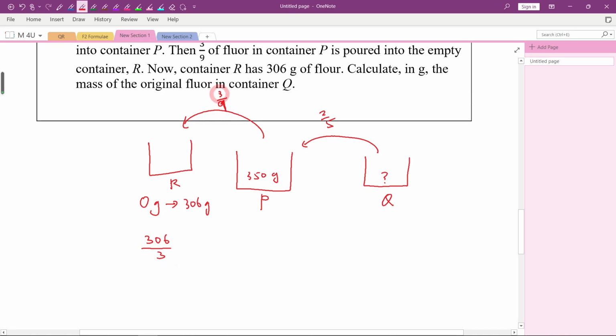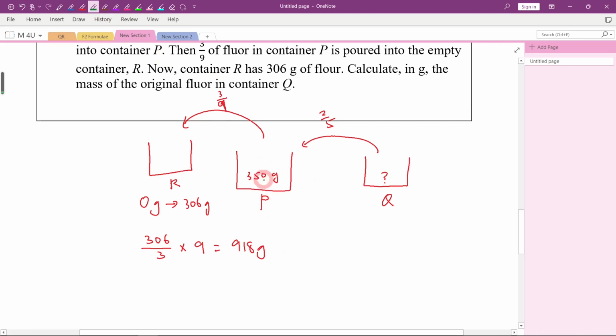We want to know 1 part, then the total is 9 parts, so you times 9. Just press your calculator. 306 divided by 3 times 9 is 918. So 918 grams.